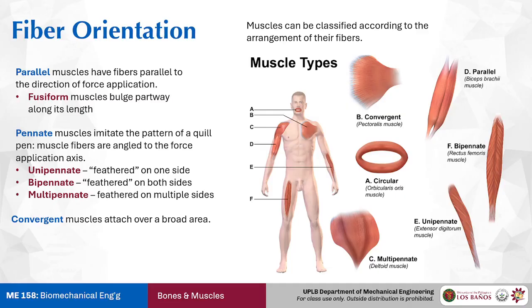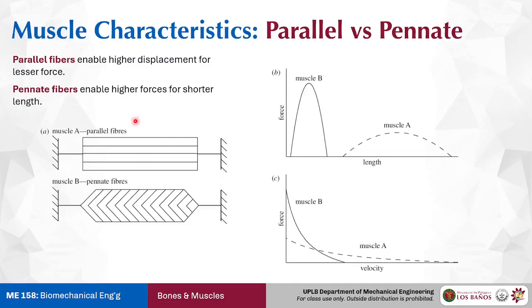So what's the difference? Here in this illustration, we have muscle A, which is made up of parallel fibers, and then you have muscle B, made up of pennate fibers. Now, what you notice in this graph, which is for the force length and force velocity relationship, is that the parallel fibers allow for a lot of displacement, but they don't allow for a lot of force to be transmitted. So there is a sacrifice of force transmission for greater displacement or greater ability to change dimensions.